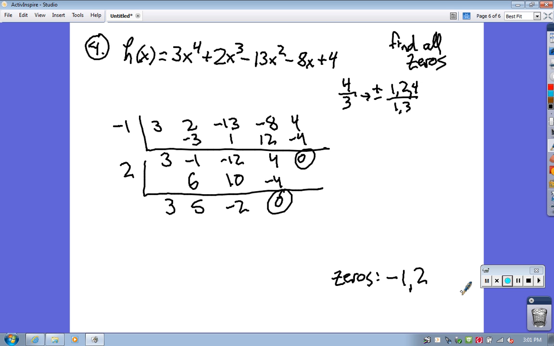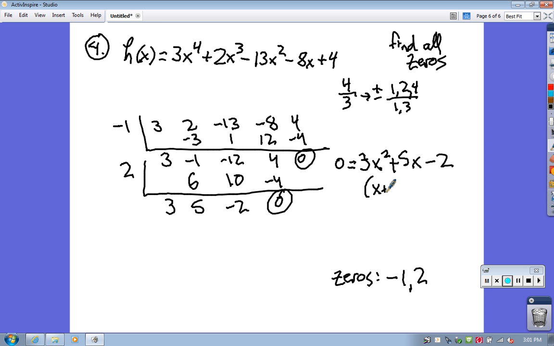So now I'm going to go find my other zeros. And now notice all that I have left. I started with a 4th degree, then a 3rd degree. Now I have a quadratic left. I basically have this 3x squared plus 5x minus 2, and I'm solving that equal to 0. I have all sorts of great tools for solving quadratics. I can use my quadratic formula. I can try and factor it or whatever. And actually, this one factors pretty well.